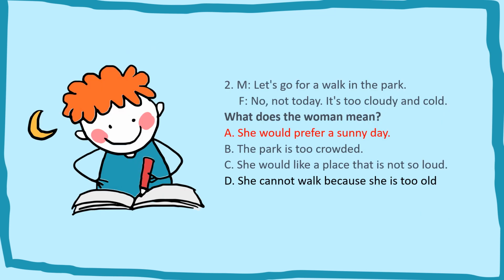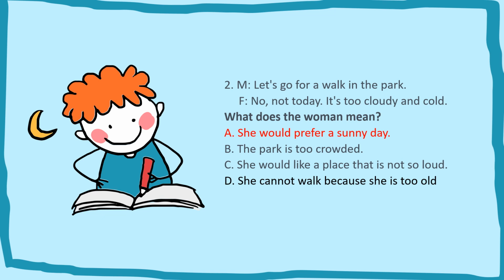Second question. "Let's go for a walk in the park." And then the woman replied, "No, not today. It's too cloudy and cold." What does the woman mean? A. She would prefer a sunny day. B. The park is too crowded. C. She would like a place that is not so loud. D. She cannot walk because she is too old.